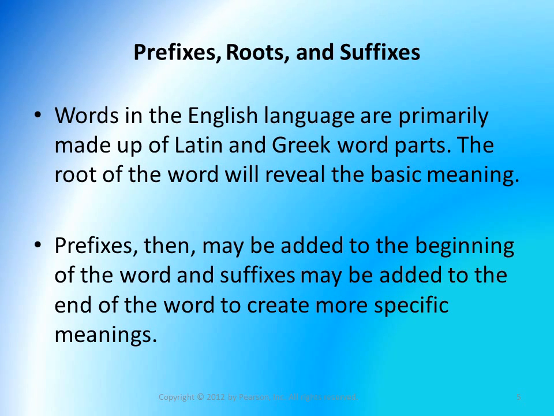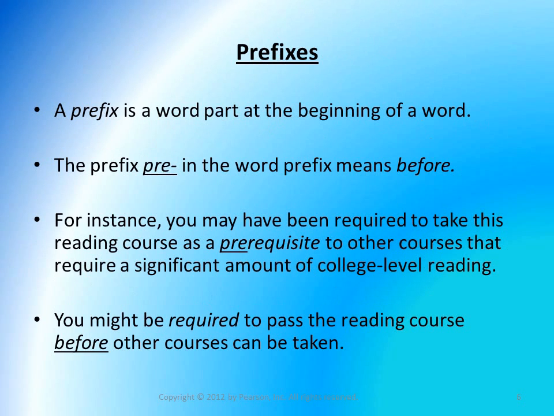Okay? Words in English are primarily made up of Latin and Greek word parts. As I said in the word origins presentation, that is the case. Anglo-Saxon words are the most basic words, the words you probably already know. So these longer words that are a little bit harder usually have Latin and Greek roots. Prefixes are added to the beginning of a word, and suffixes may be added to the end of a word to create more specific meanings. So it might have the same root, but what changes the meaning will be a prefix at the beginning or a suffix at the end of a word.